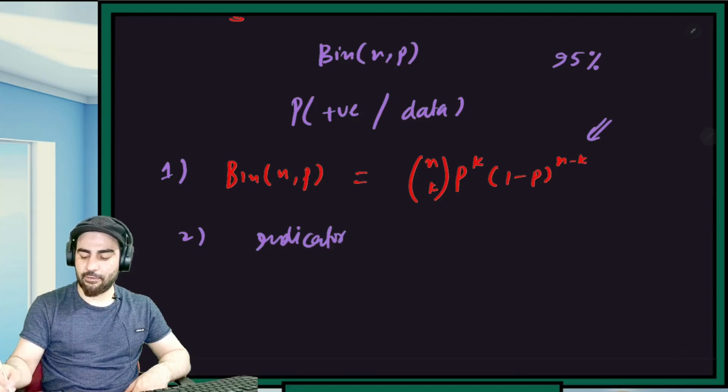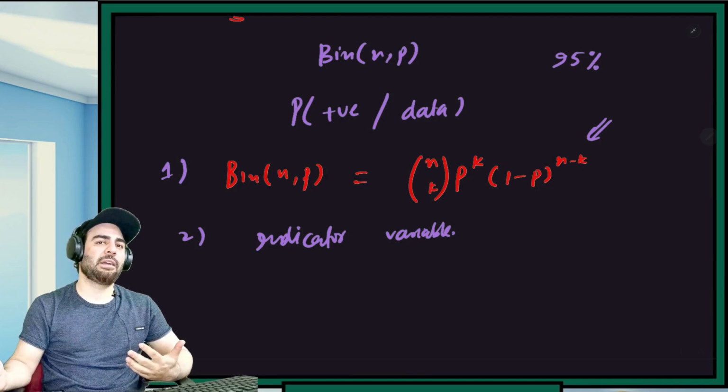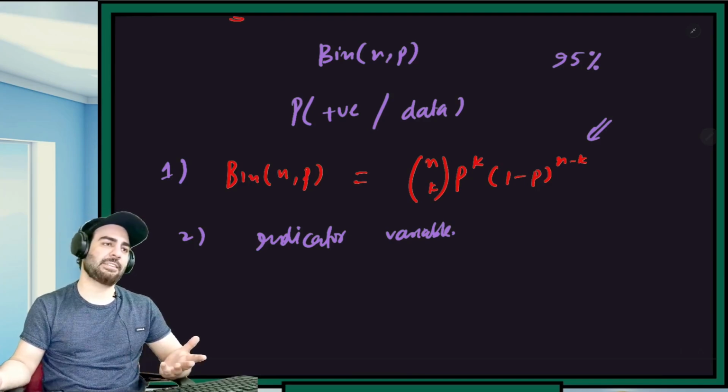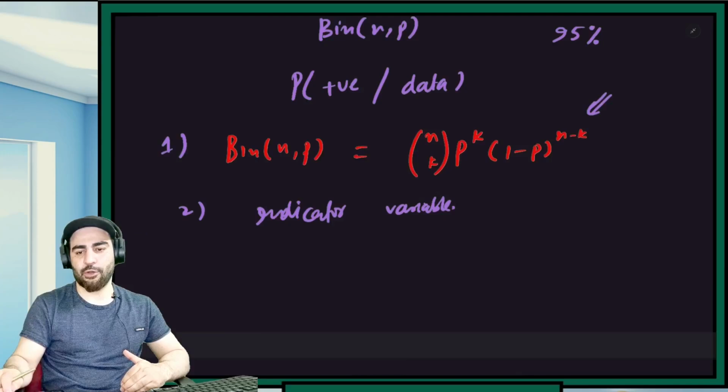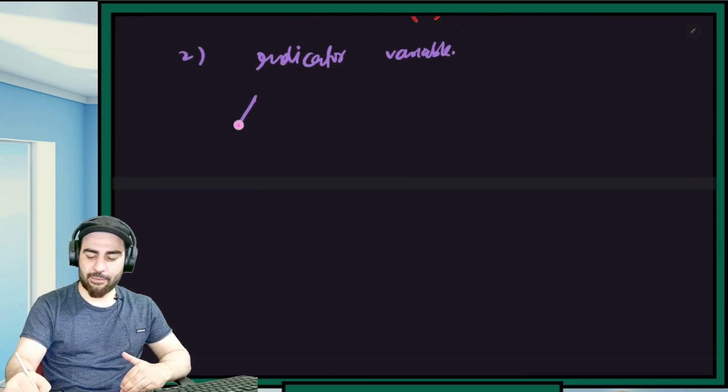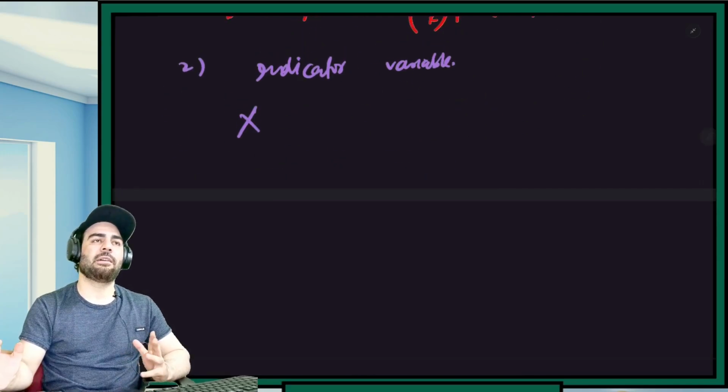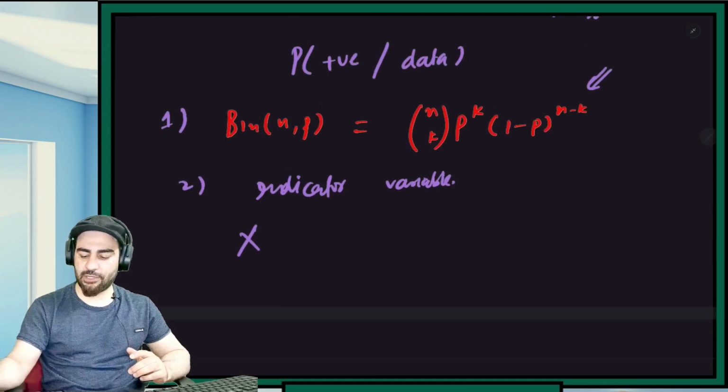Indicator variable. An indicator variable is a variable that takes value 1 if there is success, and value 0 if there is failure. So how can you express it? Let's suppose you have a random variable x, and you want to see how many successes there are. Initially, you can directly count the number of successes.